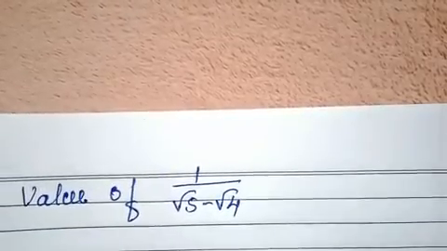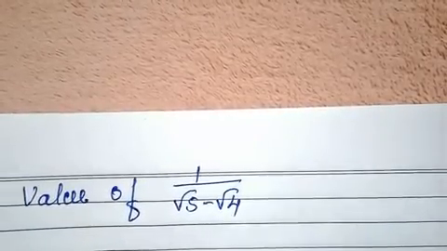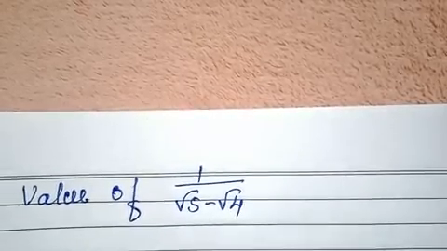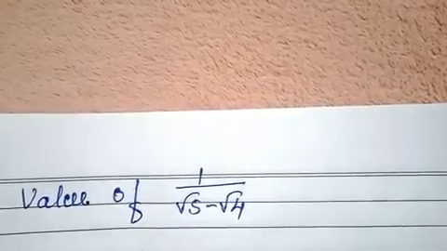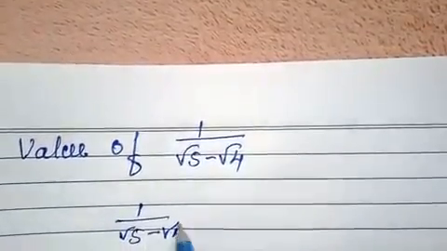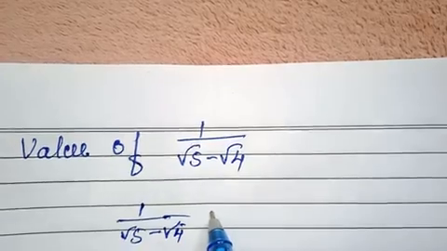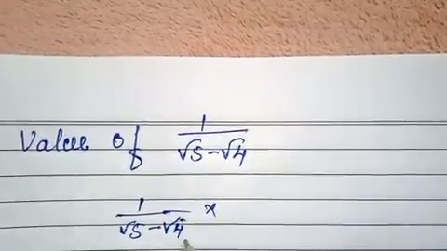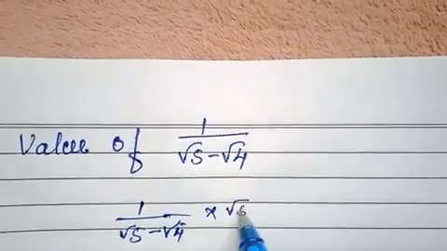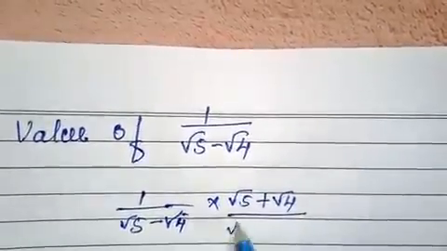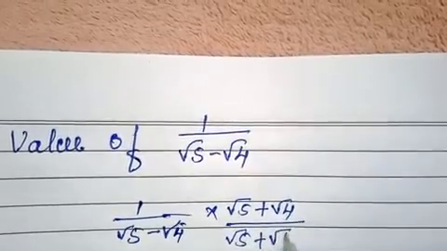Next question is the value of 1 by root 5 minus root 4. In this case what will we do? We should rationalize it, isn't it? So 1 by root 5 minus root 4. How to rationalize? We should take the conjugate. So root 5 minus root 4 becomes root 5 plus root 4. We multiply both numerator and denominator by the conjugate.